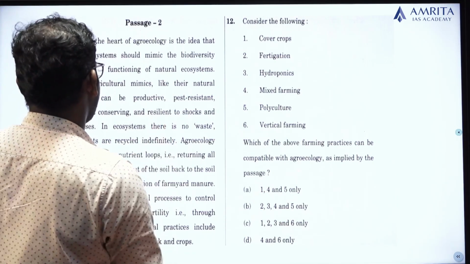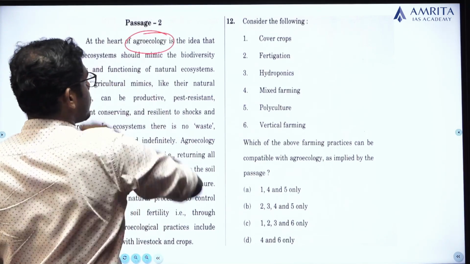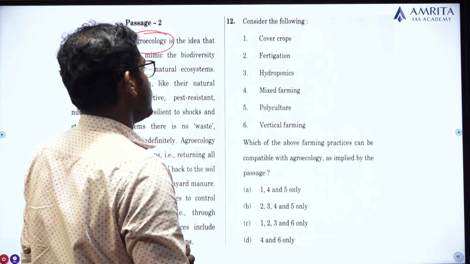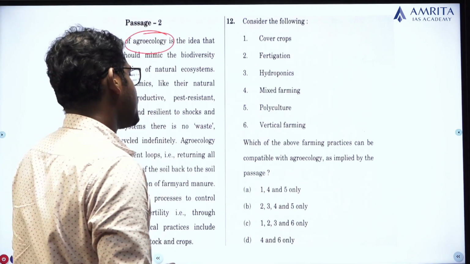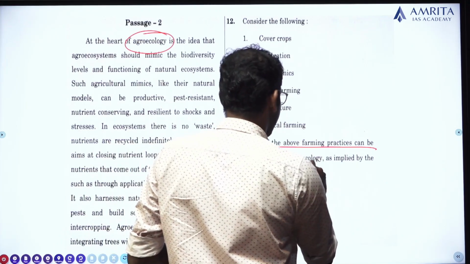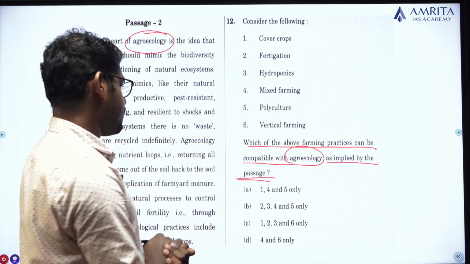A long passage is given. The passage is regarding agroecology. Anyway, consider the following: 1 cover crops, 2 fertigation, 3 hydroponics, 4 mixed farming, 5 polyculture, 6 vertical farming. Which of the above practices can be compatible with the agroecology as implied by the passage?